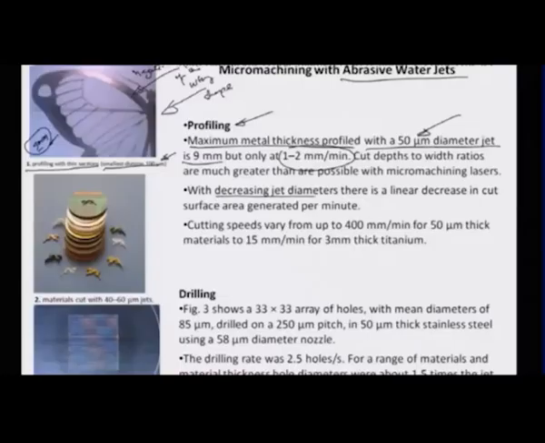Okay. So with the decreasing jet diameters, there is a linear decrease in cut surface area generated per unit per minute, because of obvious reasons that now you are being able to raster on a lower part of the surface at one go, and the cut depth to width ratios are much greater than are possible with micro machining lasers even. Okay. So therefore high aspect ratio, and this is very high aspect ratio.